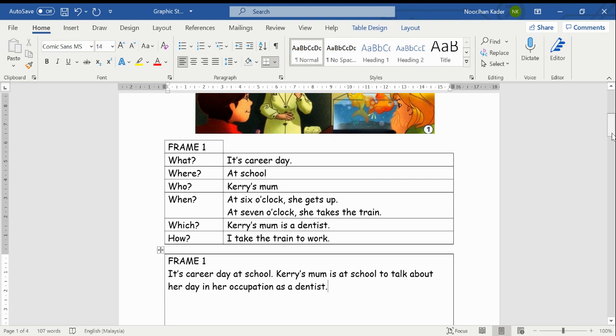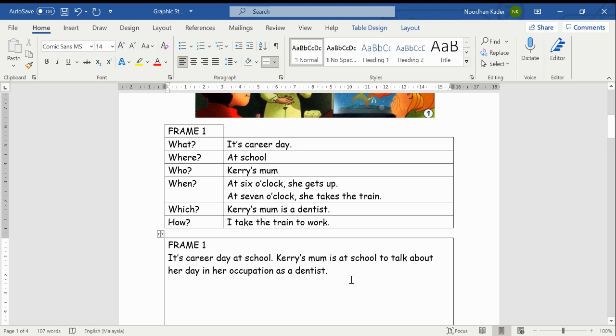So when she talks about her day in her occupation as a dentist, then the audience, the pupils, will understand. The first thing the audience will be able to understand is what she does. Then they will also be able to understand what her routine is like. That means we have to add: to talk about her occupation. Yes, because she's talking about her occupation, what she does, and also her day.